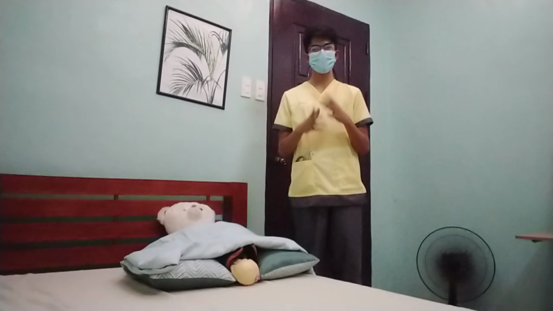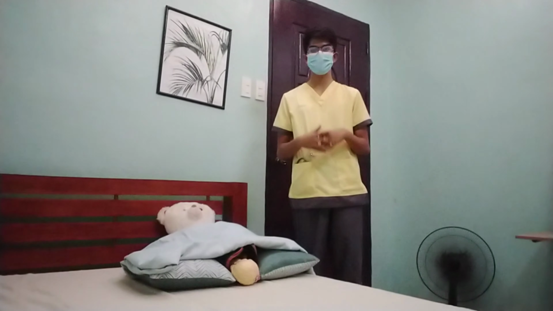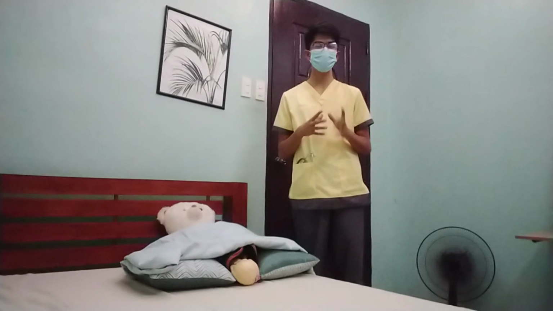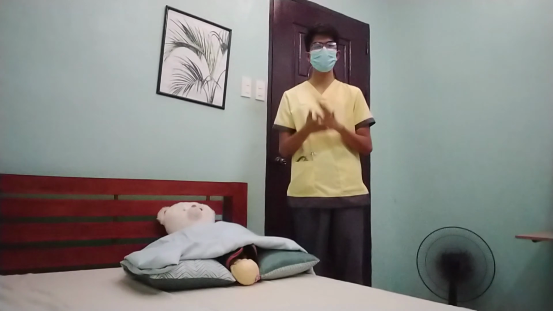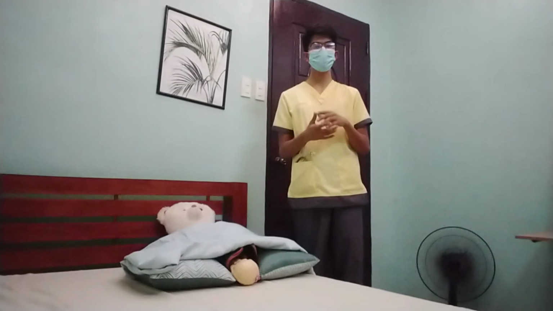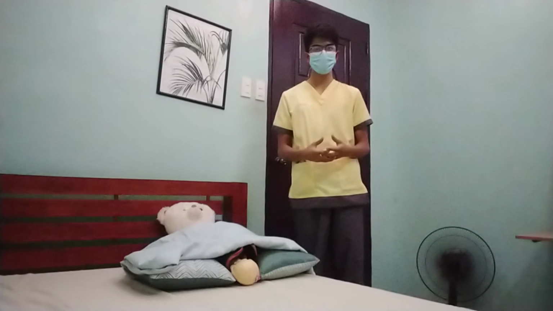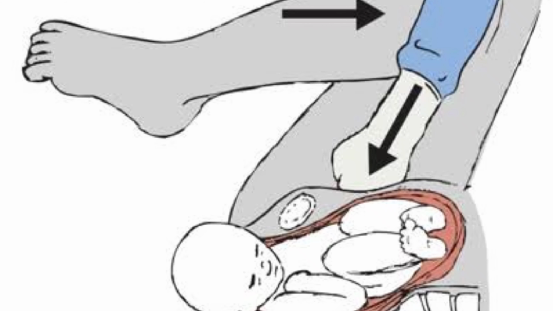Next procedure, perform McRoberts maneuver by helping the client to move to a lithotomy position, supine with buttocks at edge of the bed, lower head of bed if elevated, hyperflex both legs, and I will instruct the mother to grasp her posterior thigh and flex them against her abdomen. McRoberts maneuver straightens sacrum and decreases angle of inclination of symphysis pubis and dislodges the impacted shoulder. Shoulder dystocia is often resolved by this maneuver alone.